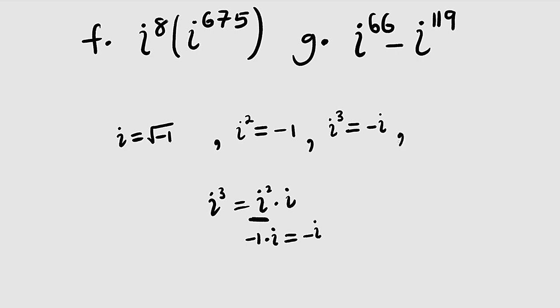Then what about i to the fourth power? i to the fourth power is the same thing as i to the second power multiplied by i to the second power, applying the same law of indices. i to the second power is -1, and i to the second power is also -1. -1 times -1 will give us +1. So this is +1. Once you take i to the fifth power, it will start to repeat. So we're going to stop here.